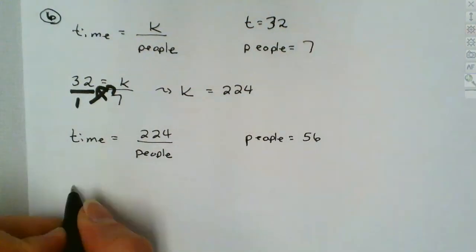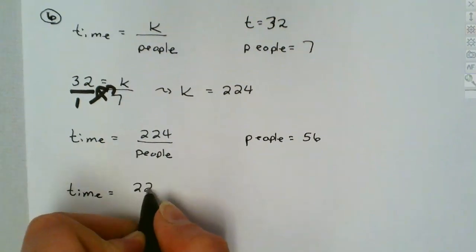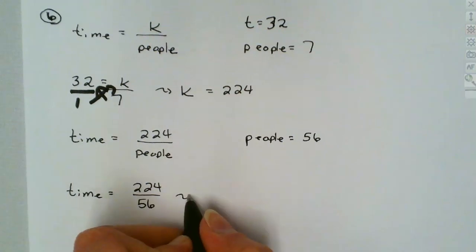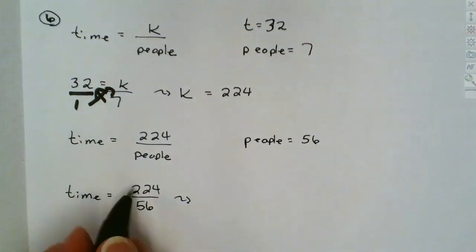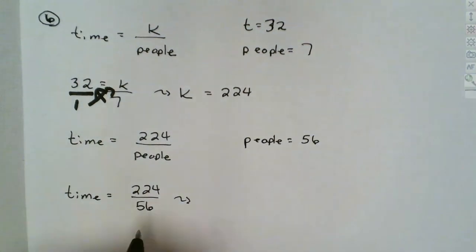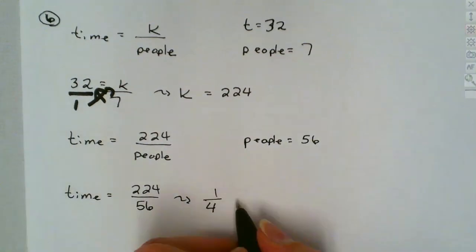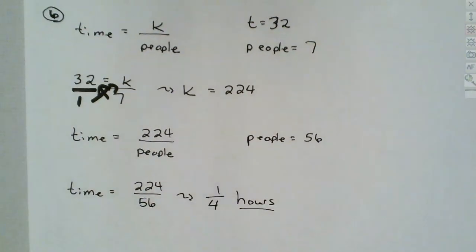So now we'll just look at our time. Our time is now going to be 224 over 56, and 224 divided by 56. Those both have a 56 in them, and so that reduces down to 1/4 of an hour. Right? Because these are in terms of hours.